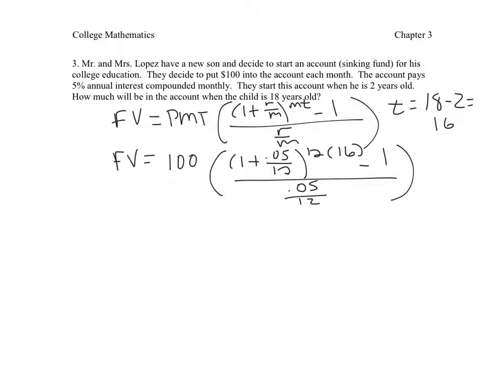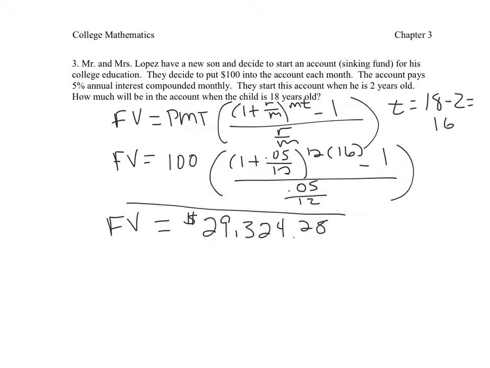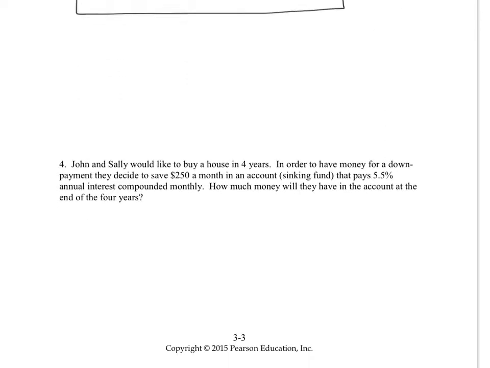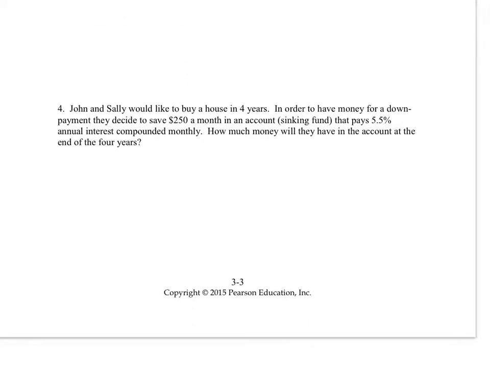Take that answer, subtract 1, then divide all of that by, and you'll have to use a parentheses, 0.05 divided by 12. Last step is to multiply that times 100, and the Lopezes will have $29,324.28 in this account when their son is 18. Not bad. You can definitely see the advantage to planning ahead and taking care of that.